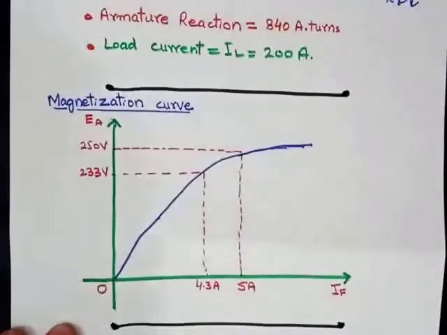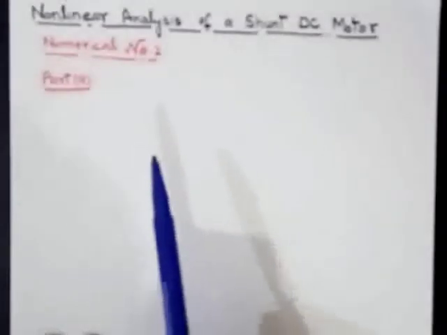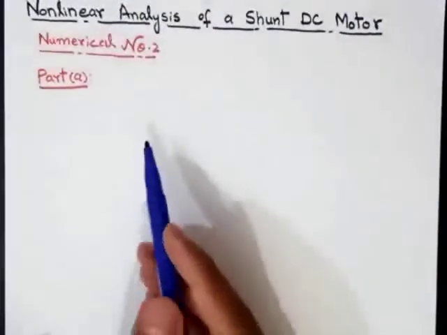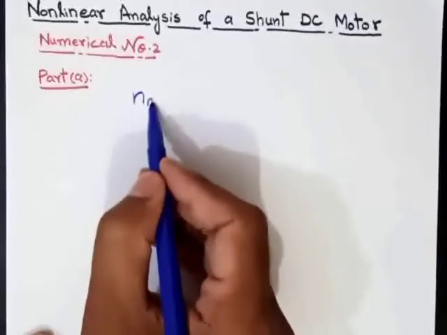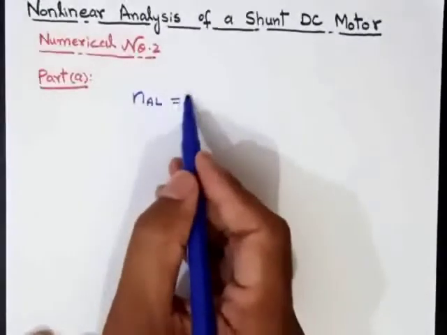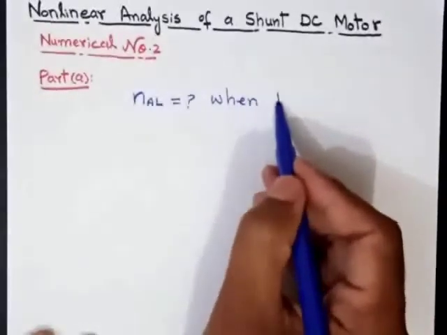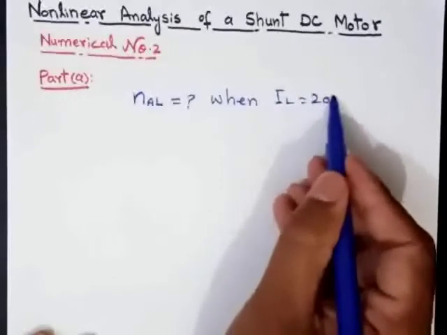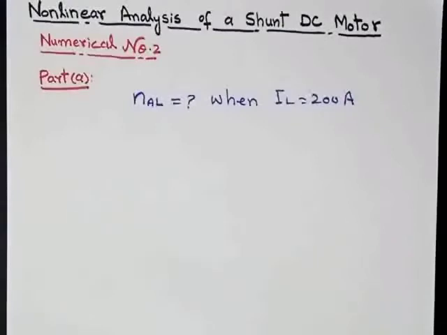Now we will solve numerical number 2. Part A of numerical number 2 is to find the speed of this motor, that is, to find the speed of the shunt DC motor when the input current is 200 ampere. That is, we want to find the actual speed of the DC shunt motor when IL is equal to 200 ampere. This is part A.